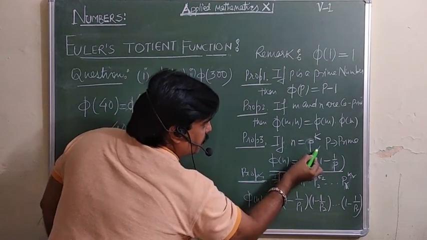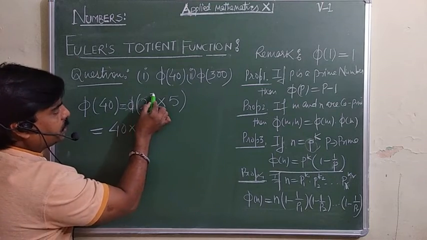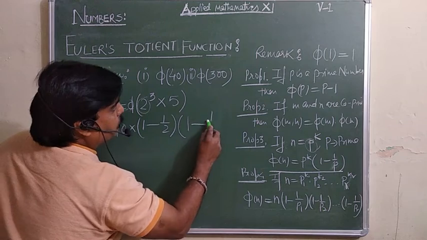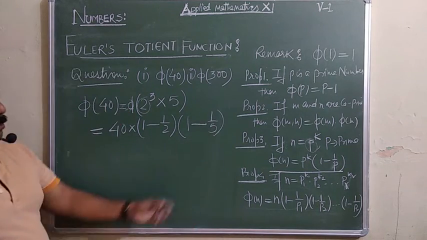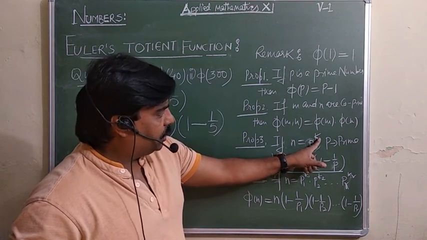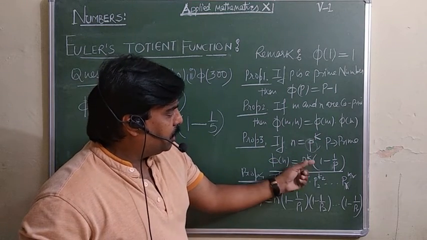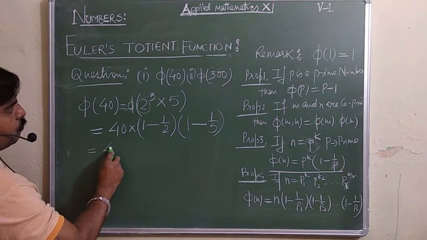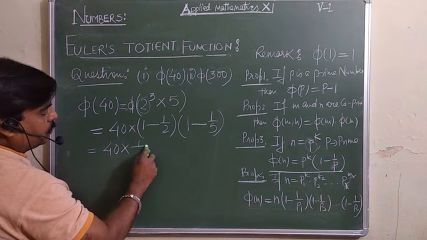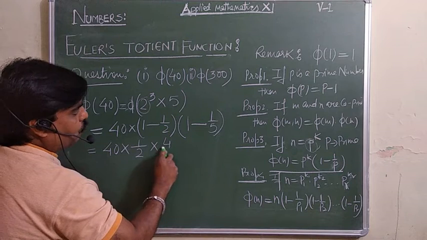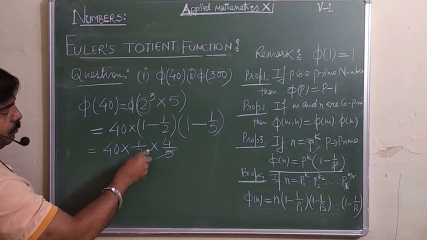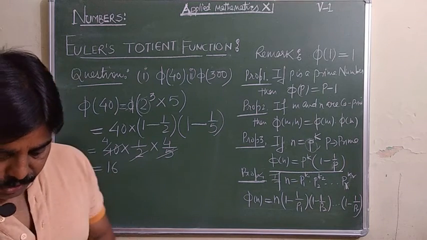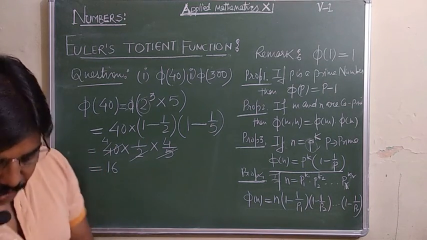Here p is the prime number, so this is 1 minus 1 over 2, into 1 minus 1 over 5. Means if n is p raised to power k, then it can be written as p raised to power k into 1 minus 1 over p. So this is equal to 40 into 1 by 2 and 4 by 5. You can solve this, 5 twos are 10 and 10 times 4 is 40 divided by... so that is equal to 16. So 16 is the answer of this question.